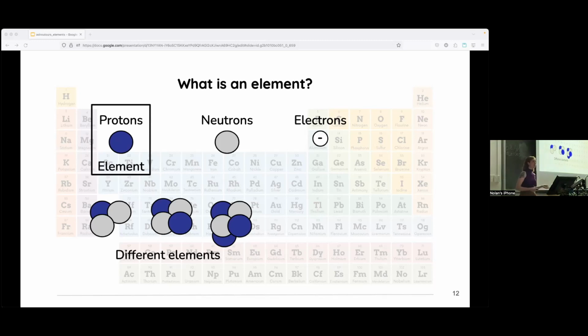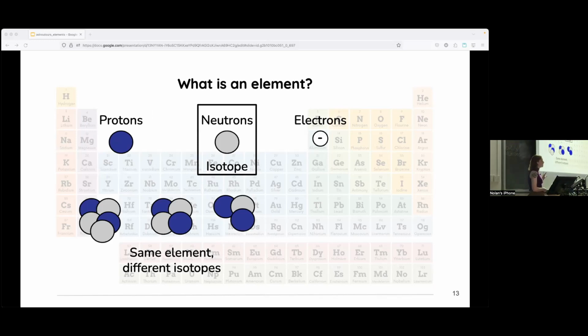Hydrogen is the lightest element, has one proton. Helium has two. Iron has like 26, and so on. We can go all the way up past 100 protons. Now, the number of neutrons that a nucleus has determines which isotope it is. So all of these little toy nuclei here are helium because they have two protons, and they all have a different number of neutrons, so they're different isotopes.